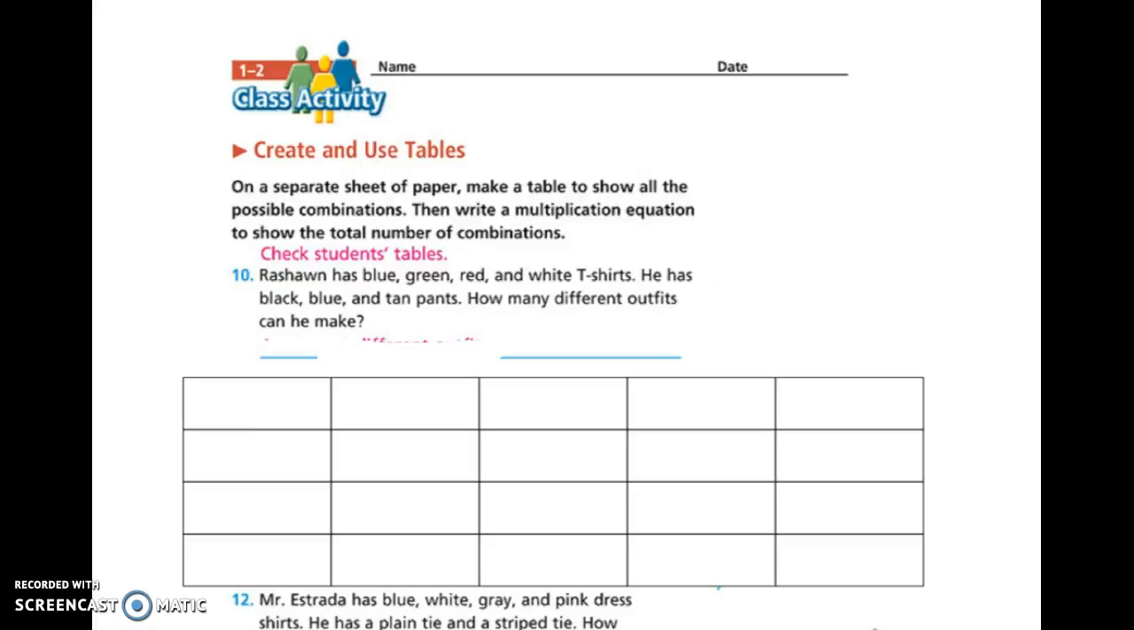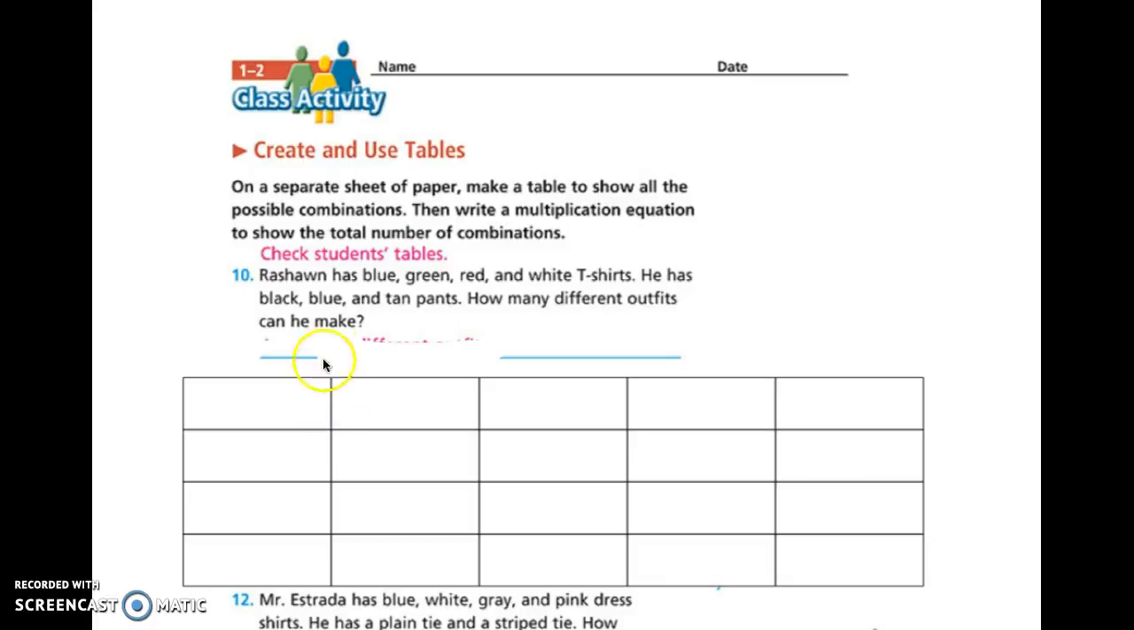Let's try to make some of these combination problems on our own. So this one says, on a separate sheet of paper, make a table to show all the possible combinations. Then write a multiplication equation to show the total number of combinations. So if you have a sheet of paper, I would take it out and let's go ahead and do this together.